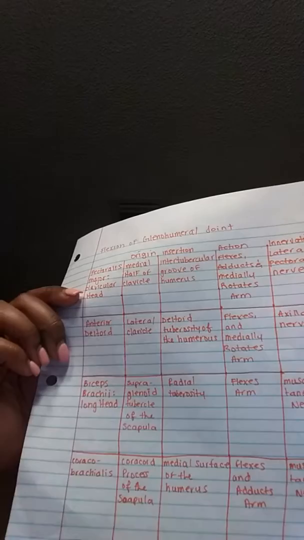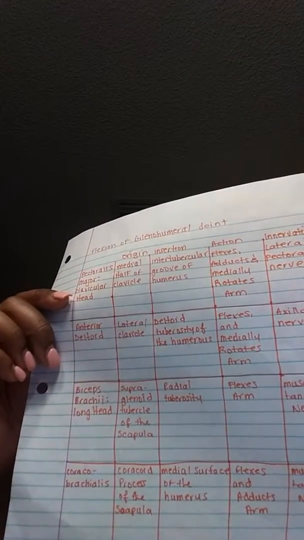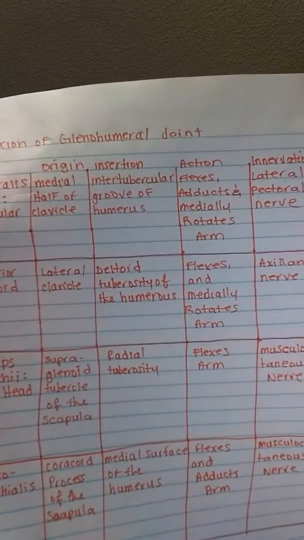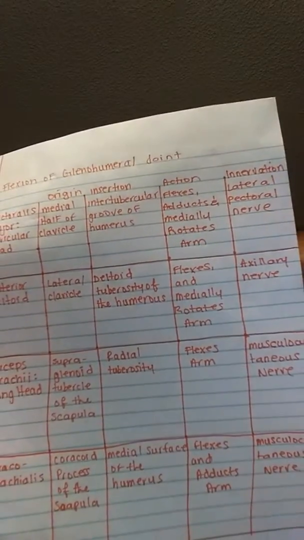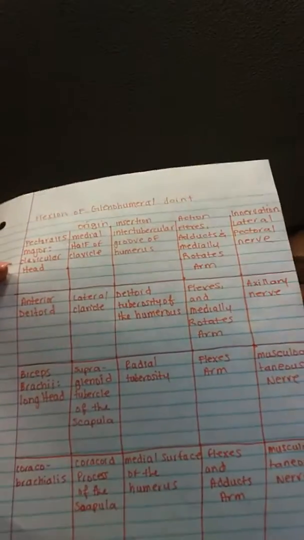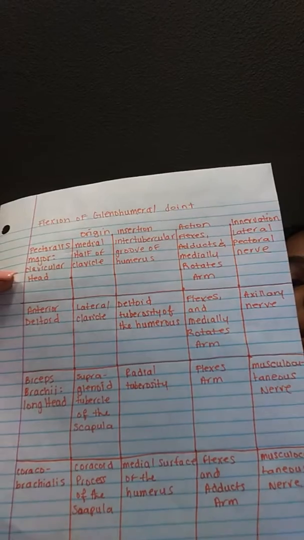For the anterior deltoid, it originates at the lateral clavicle. Insertion is the deltoid tuberosity of the humerus. For action, it flexes and medially rotates the arm, and innervation is the axillary nerve.